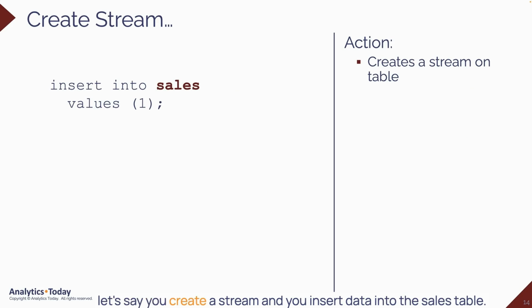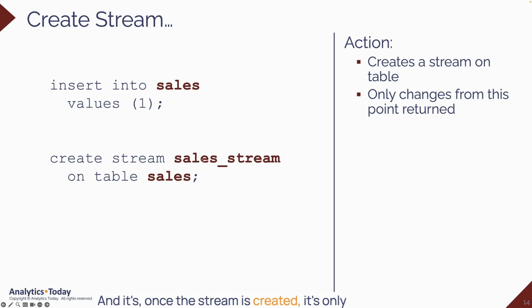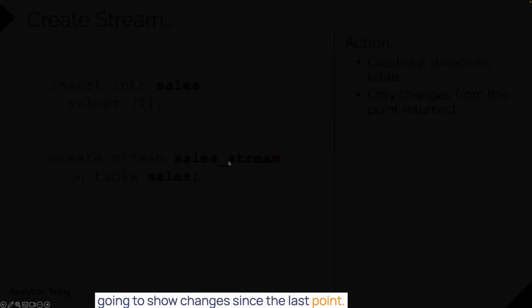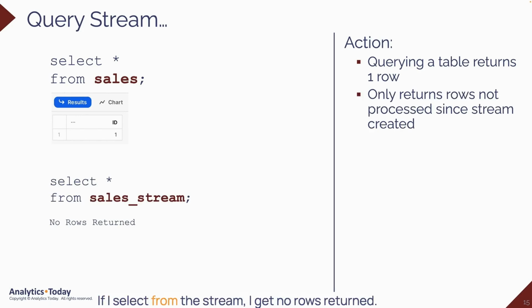Let's say you create a stream and you insert data into the sales table. You then create the stream on that sales table, and my stream is called sales stream in this case. So now I've got both the sales table and a stream over that. Once the stream is created, it's only going to show changes since the last point. So if I now select star from sales, I see there is one row in the table. If I select from the stream, I get no rows returned.